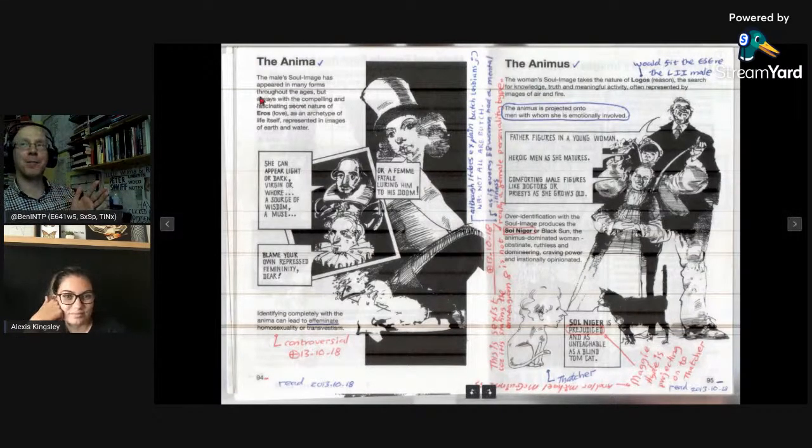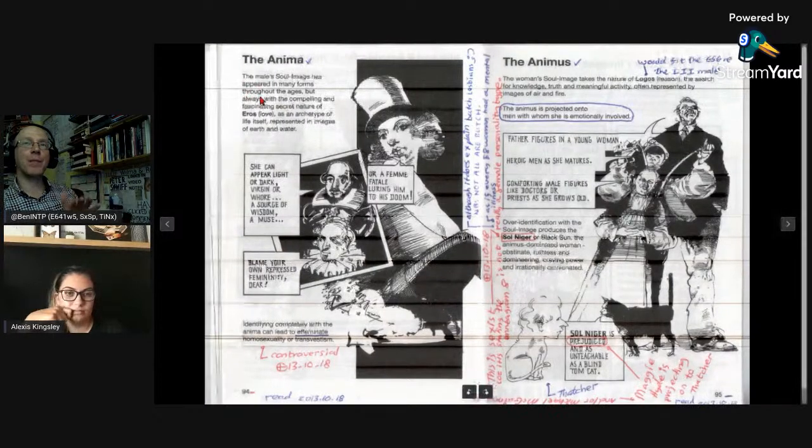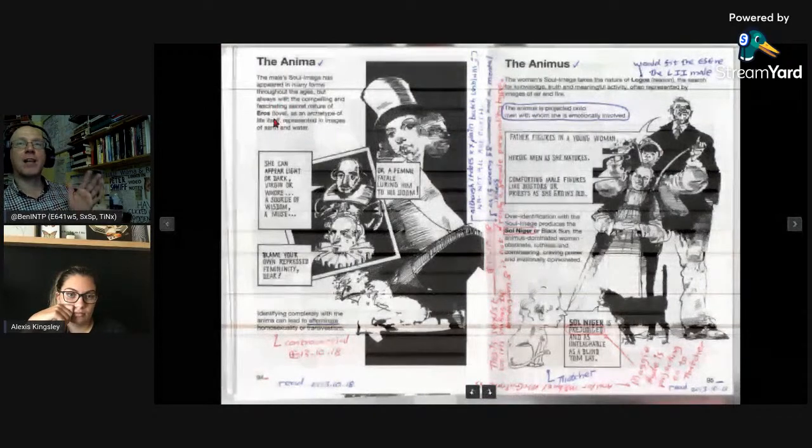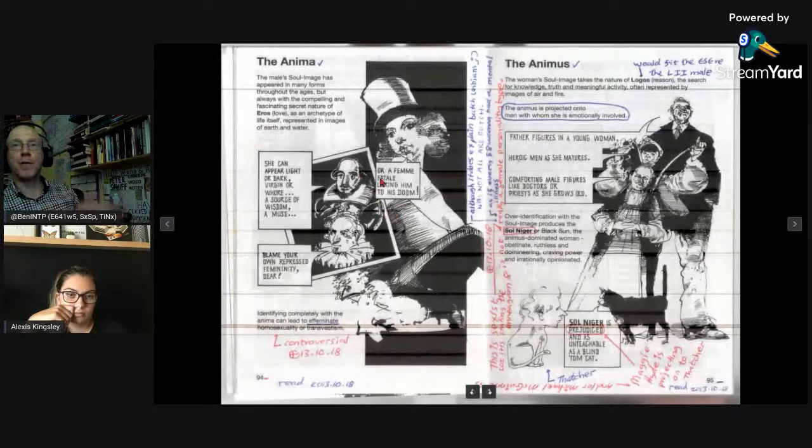So the anima. The male soul image has appeared in many forms throughout the ages, but always with the compelling and fascinating secret nature of Eros as an archetype of life itself, represented by images of earth and water, or a femme fatale luring him to his doom. She can appear light or dark, virgin or whore, a source of wisdom and muse.